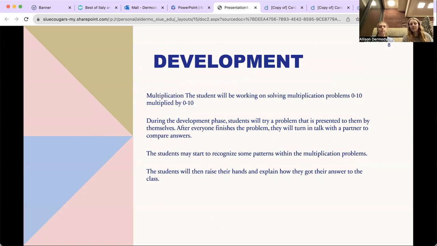The next stage is the development stage. So for multiplication, the students will be working on solving multiplication problems 0 to 10 multiplied by 0 to 10. During the development phase, students will try a problem that is presented to them by themselves at first. And then once everyone finishes their problem, they can turn and talk with a partner or partners to compare their answers. Students then may start to recognize some patterns within the multiplication problems. And then after they're done with their turn and talk, students will then raise their hands and get called on to explain how they got their answers, and they will explain it to the class.